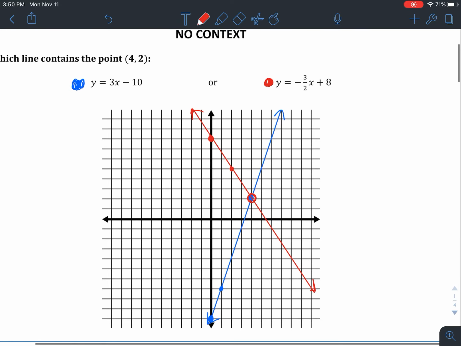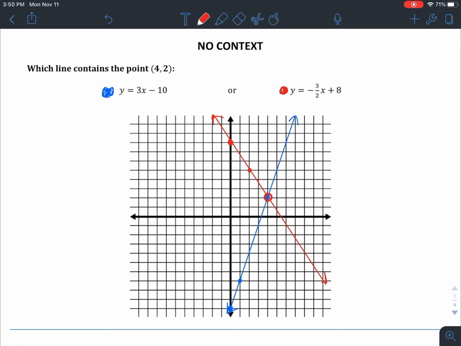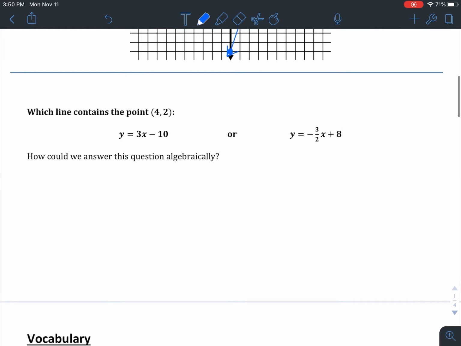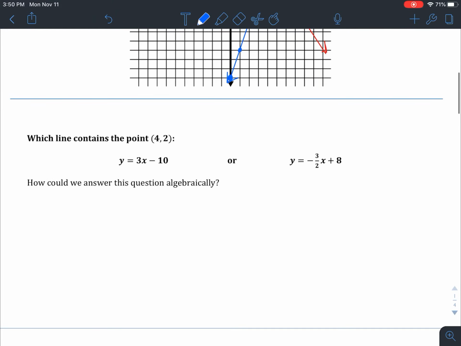So in this case, I would say that both lines contain the point 4 comma 2. If I was trying to do it graphically, using my graph, that's how I would handle it. If we're asked to do it algebraically, remember, all the points on my line are all x and y values that work in my equation. So if I plug them in and my equation is true, that tells me that it is a point on my line.